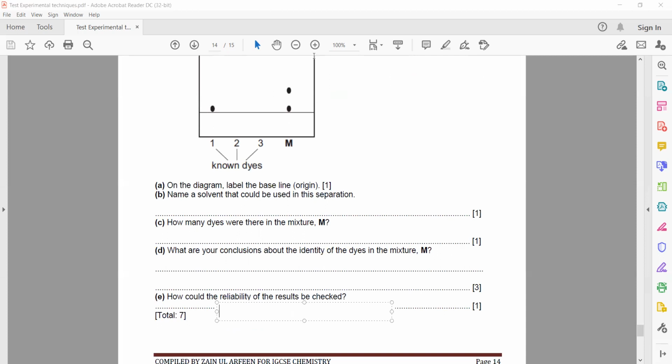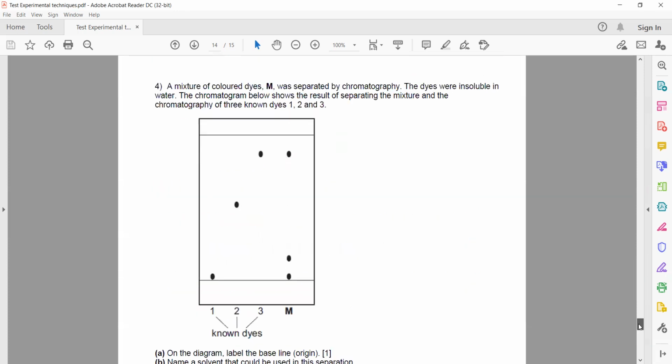Why is it 3? Because there are 3 spots; the number of spots shows the number of dyes. So as you can see, for M, how many spots are there? 1, 2 and 3. So there are 3 spots. So it means M contains 3 substances: 1 is present in M, 3 is present in M, and this one, an unknown substance, is also present in M.